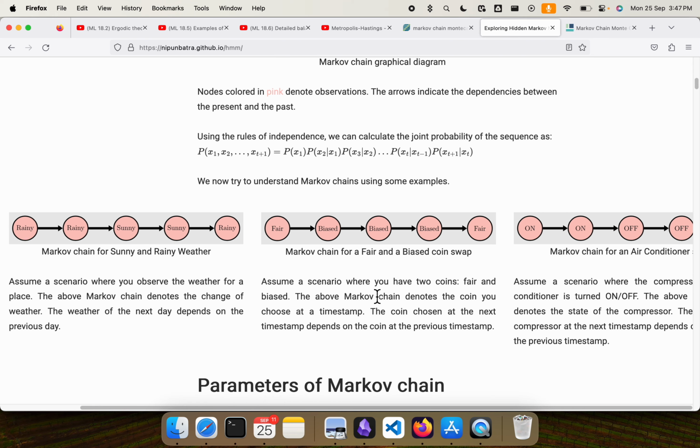How do we characterize a Markov chain? What do you think? Whenever we are talking about characterizing anything, we are talking about the parameters of that. What do we need to characterize any Markov chain that we've seen thus far? We need to know the states. Let's make a simplifying assumption that we have a discrete state Markov chain, right? Our states are discrete in the sense that they're rainy, sunny, fair, biased, or on and off. Okay, so we need to know the states. What else do we need to know?